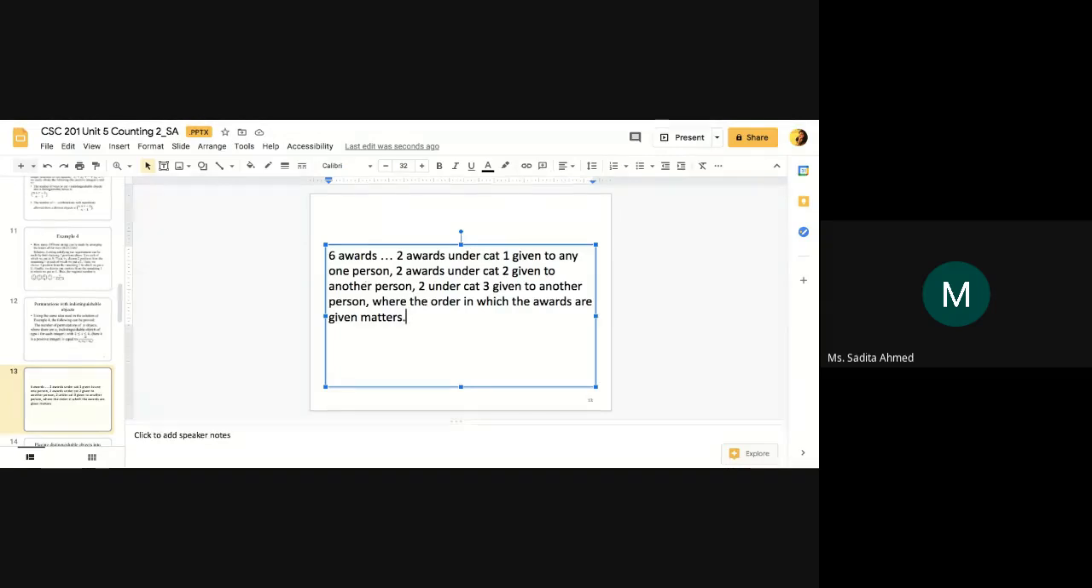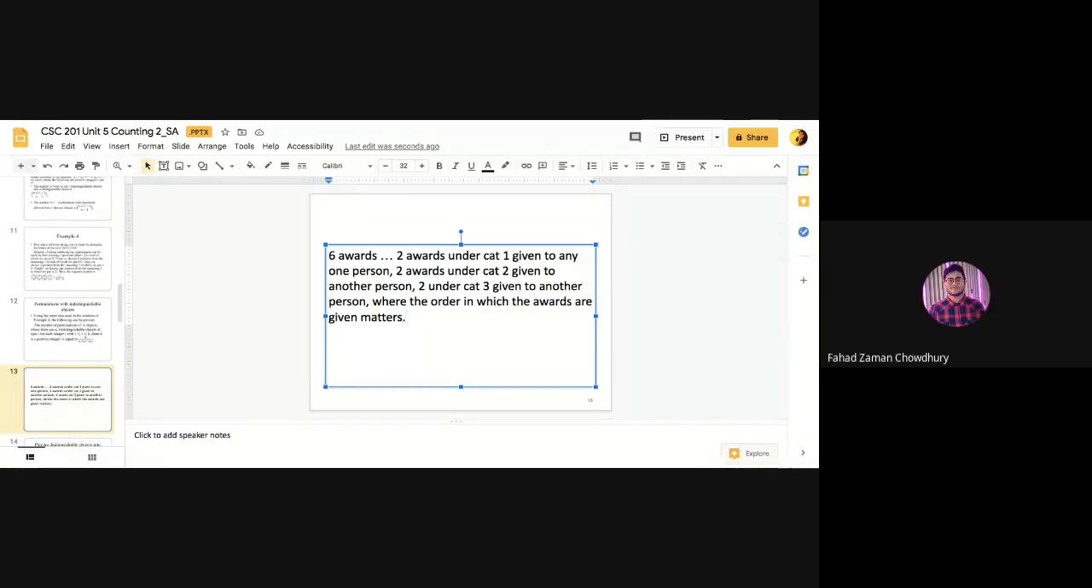Do you understand the problem? We have 6 awards, right? We have 6 awards where 2 awards fall under one category, say category 1. 2 awards fall under category 1, which can be given to a person, all right? 2 awards under category 2, which can be given to another person, the same person, all right? I mean, like 2 awards given to the same person, and then 2 awards given to some other person, all right? Then 2 awards under category 3 given to some other person, where the order in which the awards are given is important, all right?